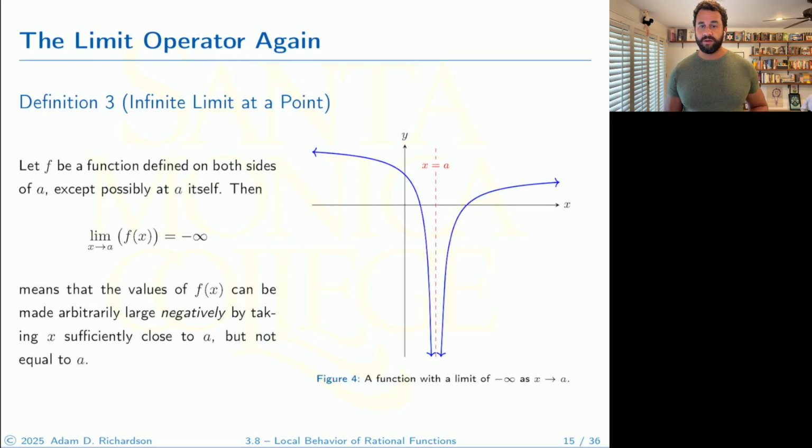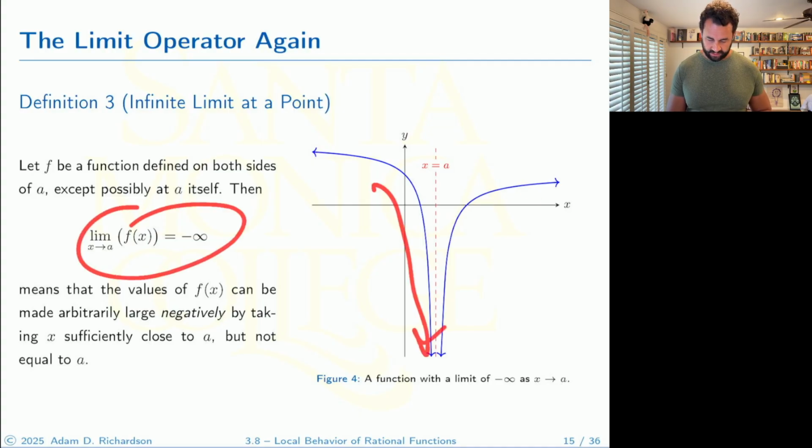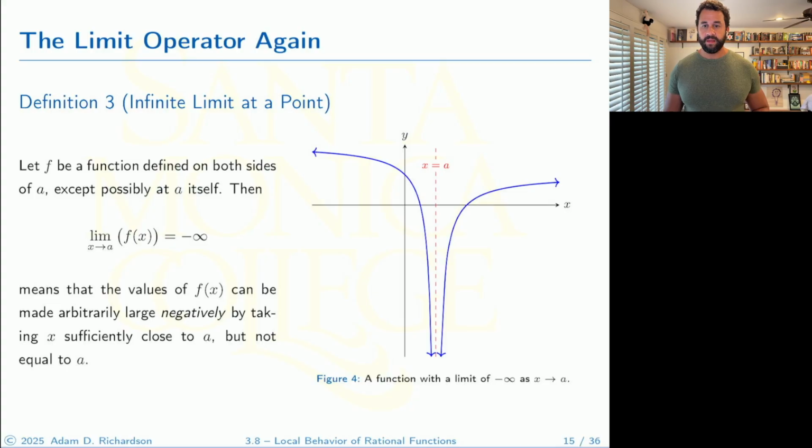We can also talk about an infinite limit that is negative as you approach a point. So here, as x approaches a from the left and the right, f of x plummets down to negative infinity. So we write that the limit as x approaches a of f of x is negative infinity in this case. The function values are going down just like that, right? That's what it means. So this means this.